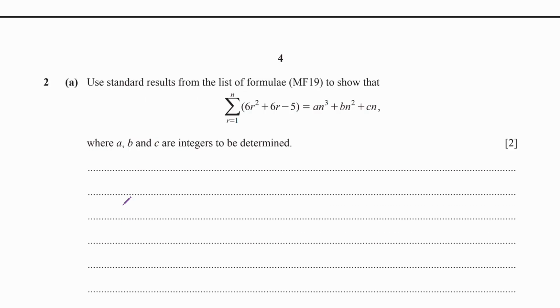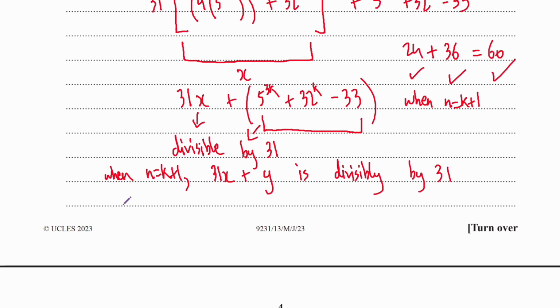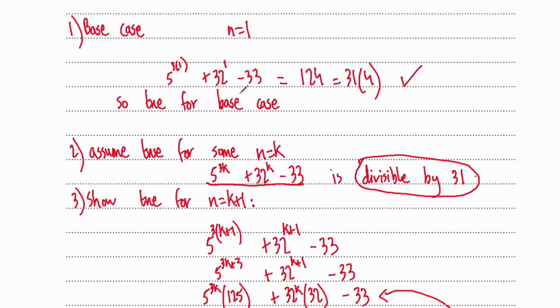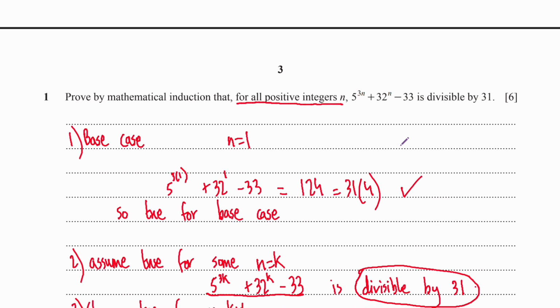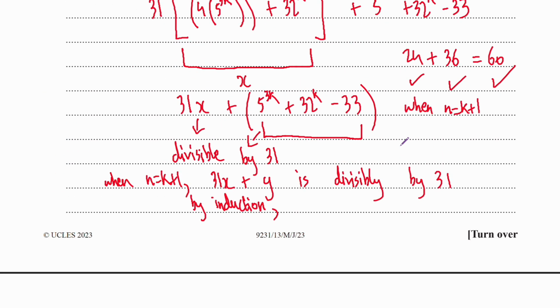And then usually the way you write the conclusion for these types of proofs is, then by induction, the whole statement. I'm not going to write the whole statement again, but I'll just write it: 5 to the power 3n plus 32 to the power n minus 33 is divisible by 31. And that's it. That's the end. So usually when you finish a proof, you do this right here. That's the end of our proof.